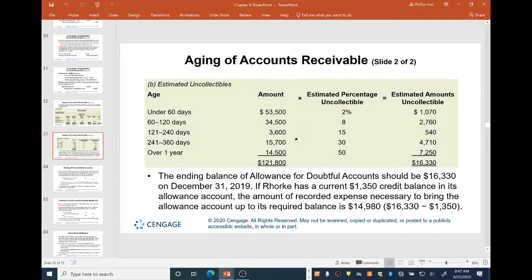Aging of accounts receivable, once again, under 60 days, here it is. That's the gross amount, 2%. Same thing we just said. This just showed that 60 to 120. This amount is a higher percentage because it's older, so on and so forth. So the older the account receivable ages, the less chance you're gonna collect it. Make sense?